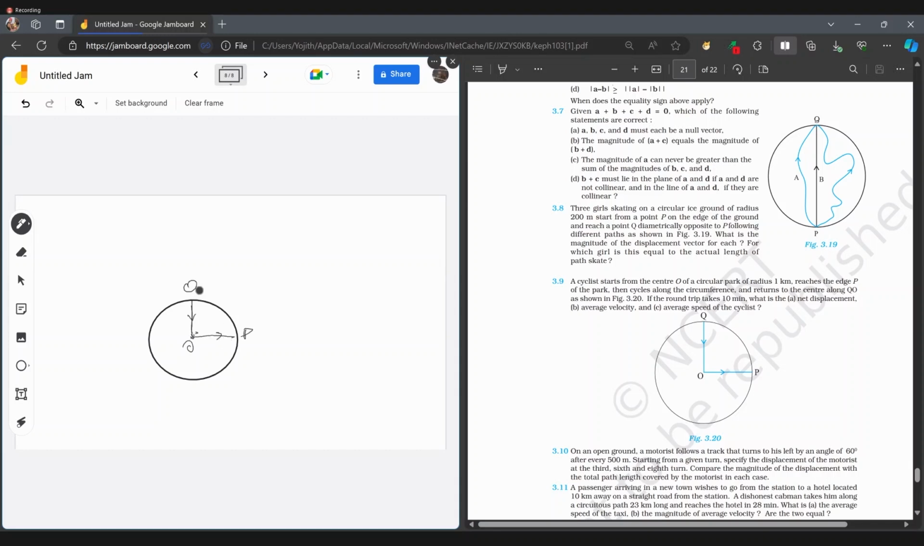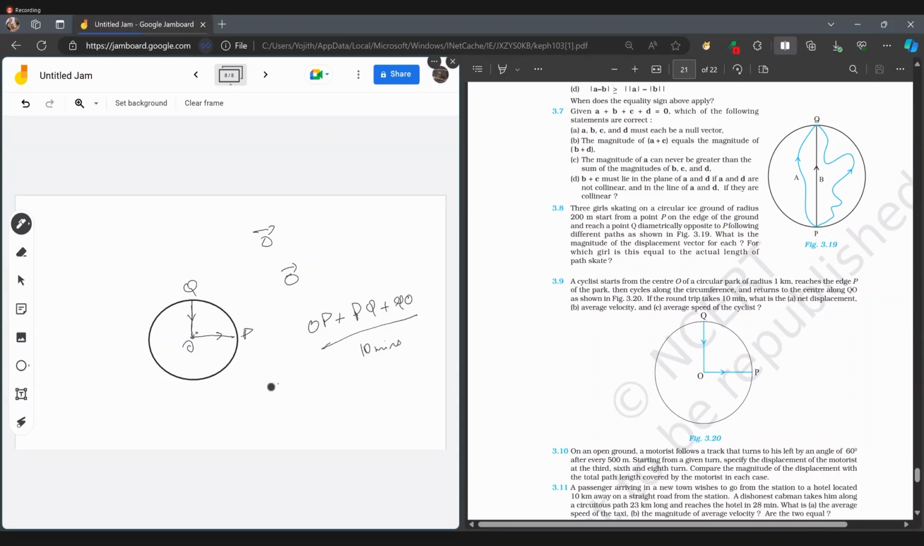Okay, Q and P. Now the distance between the initial and final position is the displacement. So the cyclist comes back to the place where he had started, so displacement is 0. Average velocity is net displacement by time taken. Net displacement is 0, so average velocity is 0. Now average speed is distance traveled divided by time taken. So distance traveled is OP plus PQ plus QO divided by 10 minutes.